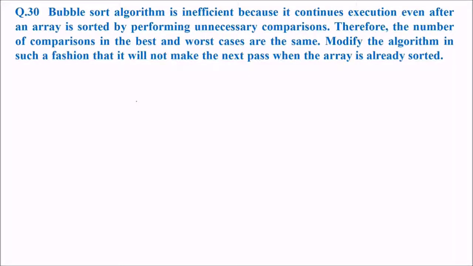Next, the bubble sort algorithm is inefficient because it continues execution even after an array is sorted, performing unnecessary comparisons. Therefore, the number of comparisons in the best and worst case are the same. We need to modify the algorithm in such a fashion that it will not make the next pass when the array is already sorted. How are we going to do it?